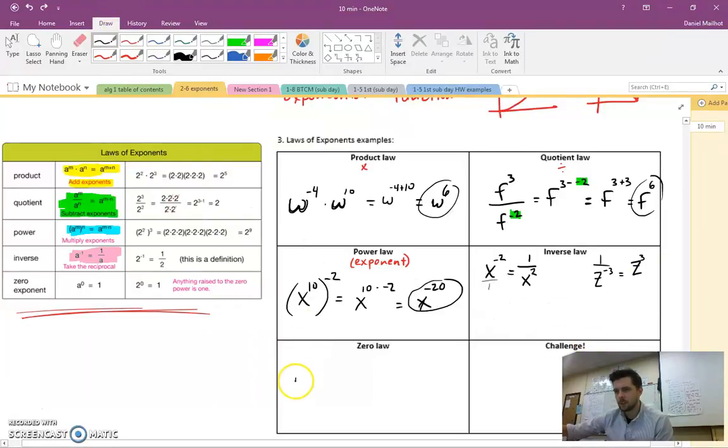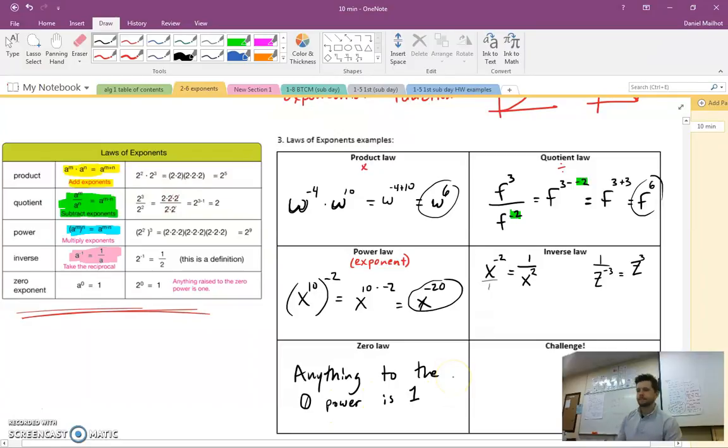Zero law. Let's just write that in words. Anything to the 0 power is 1. Anything. X to the 0 equals 1. AB to the 0 power equals 1. Like, smiley face to the 0 power equals 1. Anything to the 0 power equals 1, okay? If you're a little stuck on that, look back at the example we did before.